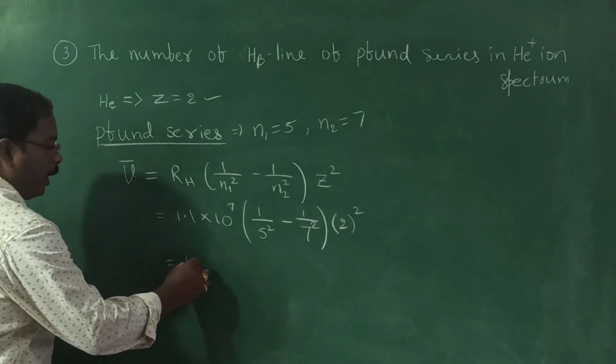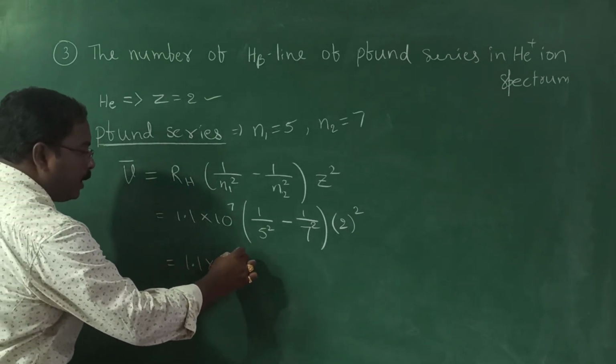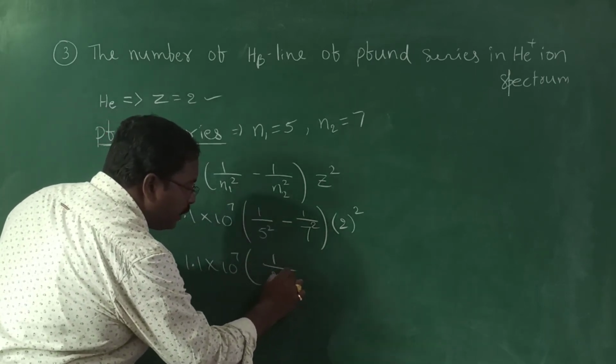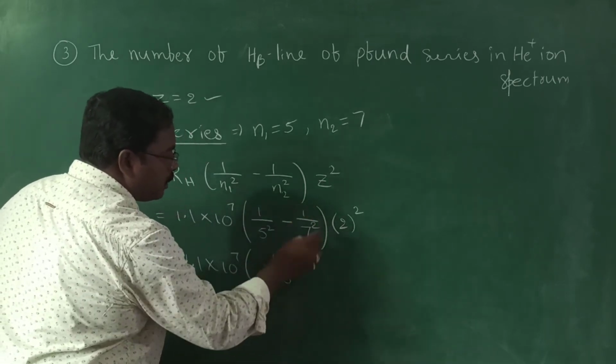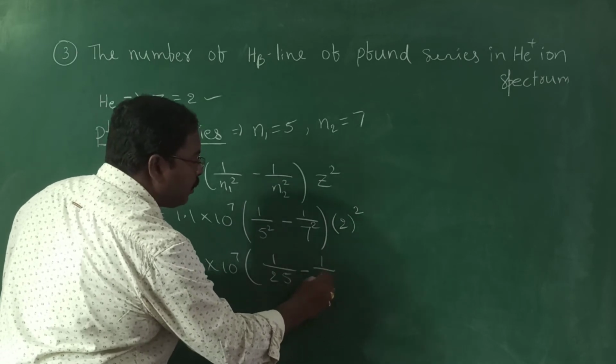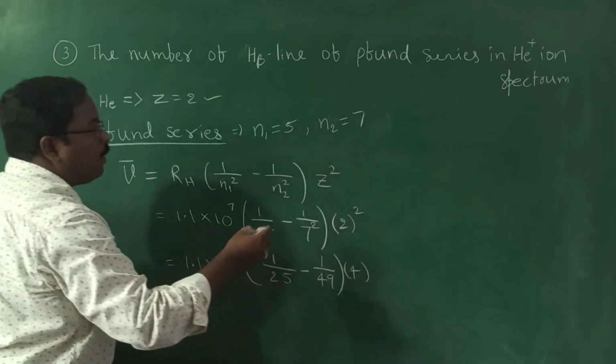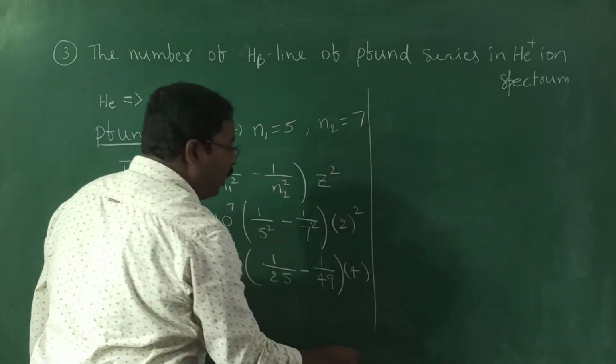Now 1.1 into 10 to the power 7. How much am I? 1 by 5 square. 5 square means 25 minus 7 square. 7 square means 49. 2 square means 4. So all these.